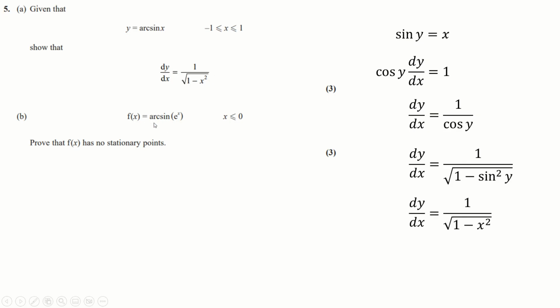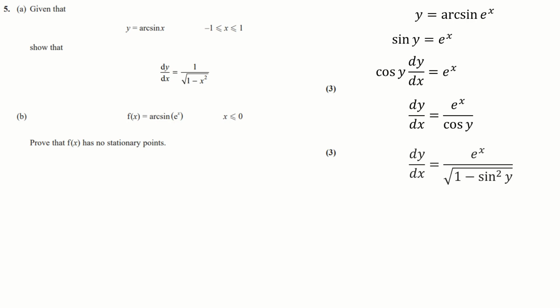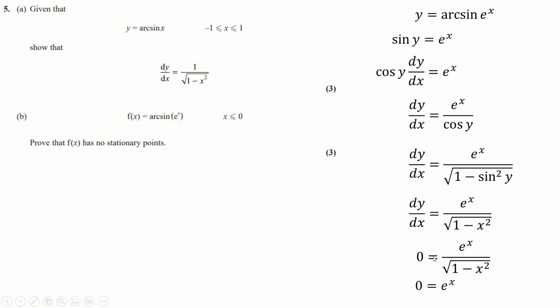Now you're being asked to show this thing here. So let's just do it again, but with an e to the x here. So let's define y to be that, put the sine on the other side, differentiate implicitly, we get this, we divide, we put the same thing back in, we get this. And we want that to be 0 for stationary points. Now, of course, this denominator doesn't matter because you could just times both sides by it and you get e to the x equals 0. But that's never 0, it's always positive. So there's no stationary points, and that's done.